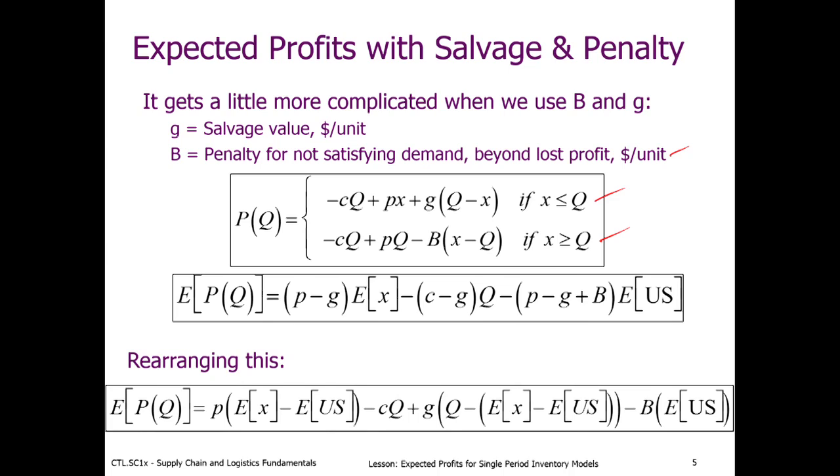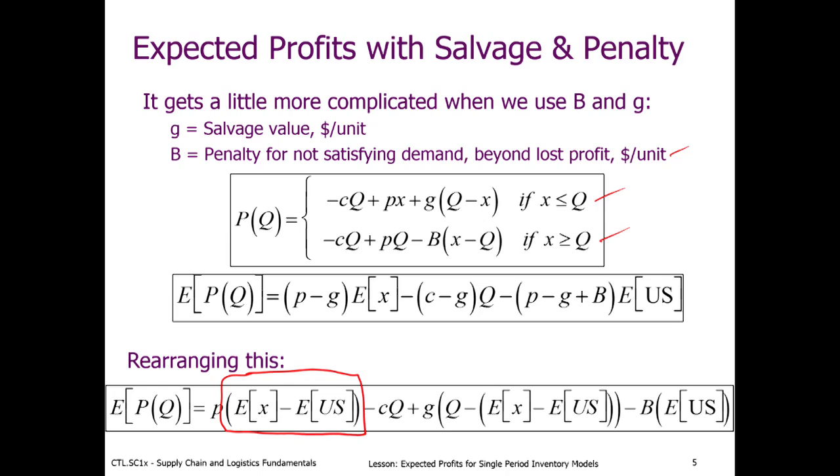But if I rearrange some of the terms, I like to clean it up a little bit because it makes a little more intuitive sense. I end up with this equation at the bottom. And there's four terms here. Let me talk about them really quickly. This first term, I have P, the price that I can sell each unit for at the full price, and this expected value of X minus the expected units short. That's the expected number of jerseys or units that I will sell given what my order quantity is.